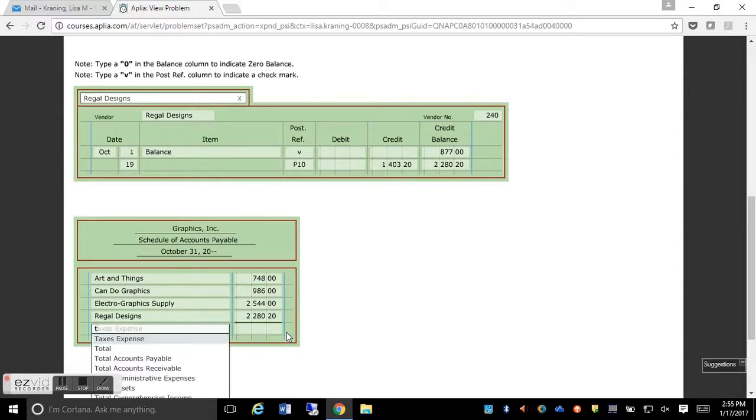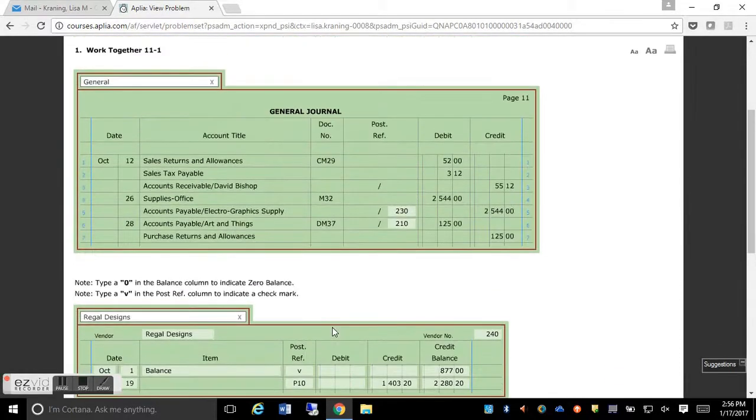You're going to actually write total accounts payable. And you're going to add these up. If you add them up, you get 6558.20. And that is the amount that it says it should equal in the book. Okay, that is posting the purchases, cash payments, and the general journal.